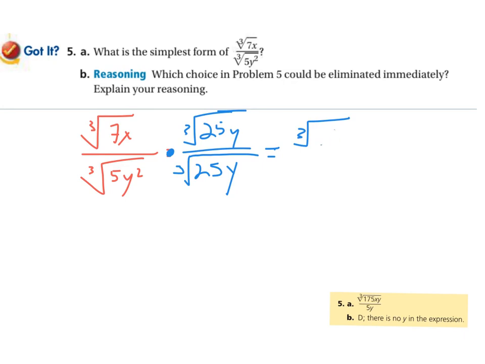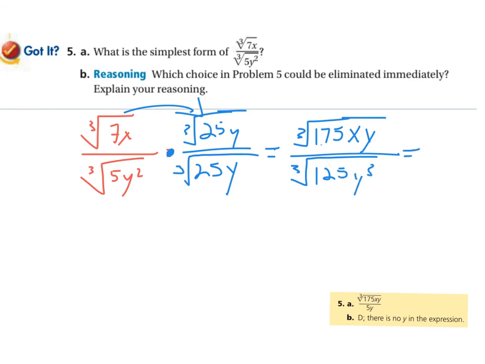Thinking of where it's going to land here. Cube root of 175xy. Okay. So again, it multiplies straight across, right? Same index, so I'm allowed to do that. In the bottom, that creates the cube root of 125y cubed. Now again, notice our index here is odd, so I don't have to worry about that whole absolute value thing.